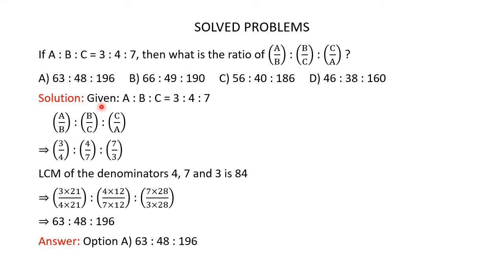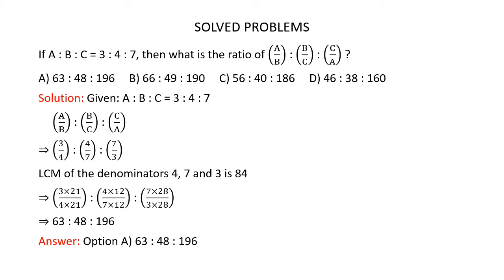Now it's given that A is to B is to C is equal to 3 is to 4 is to 7, and you are supposed to find the value of A by B is to B by C is to C by A. Now you know that A is 3, B is 4 and C is 7. Substituting these values in this ratio, you will get 3 by 4 is to 4 by 7 is to 7 by 3.